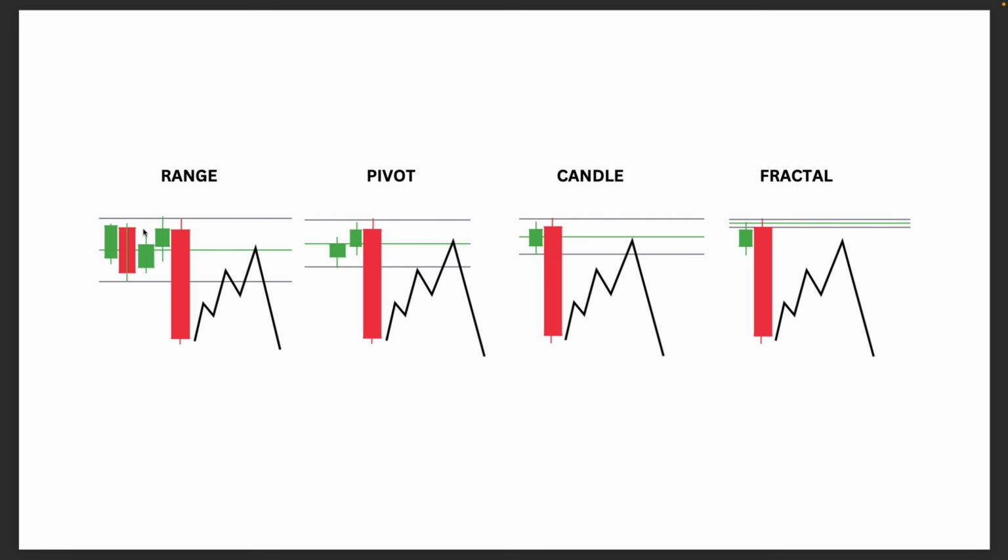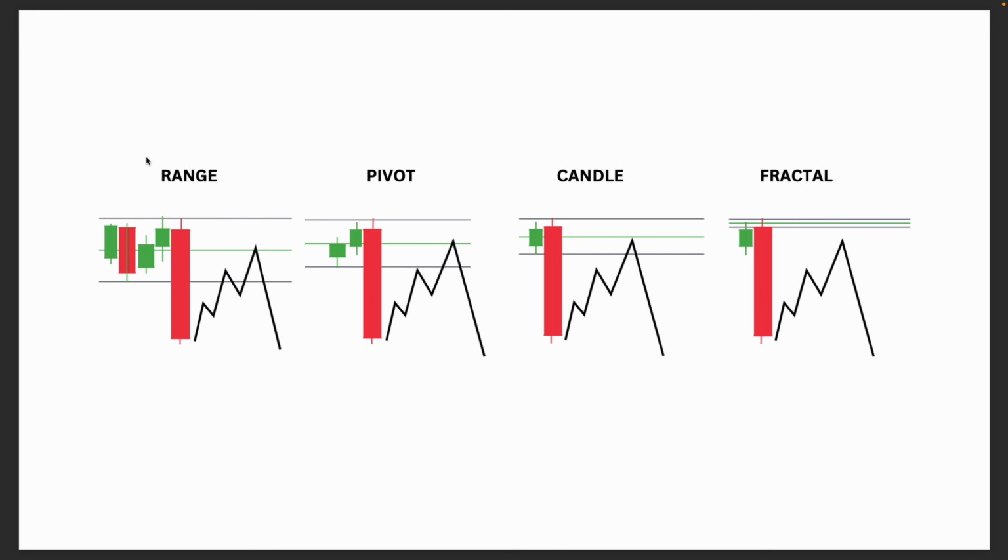So what is a range order block? In this range order block, we can see there are multiple candles over here which broke this structure. In pivot, there are two candles which broke the structure. In single candlestick, there is one candle which broke the structure. And in fractal, we can see there is a wick which broke the structure. But we will only be using fractal in 5 minute and above time frames.